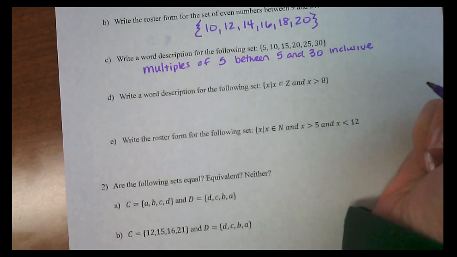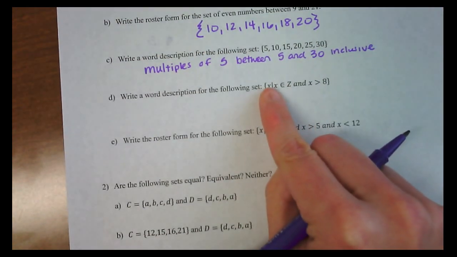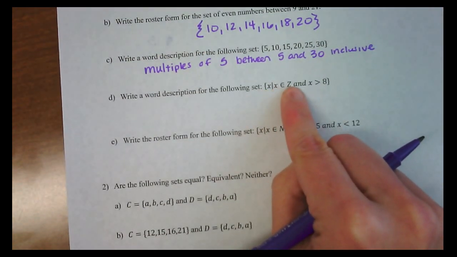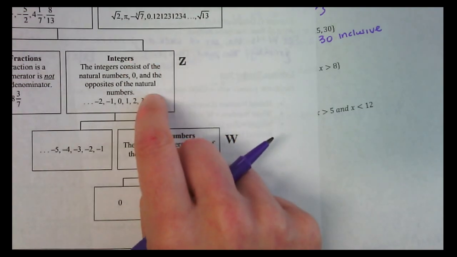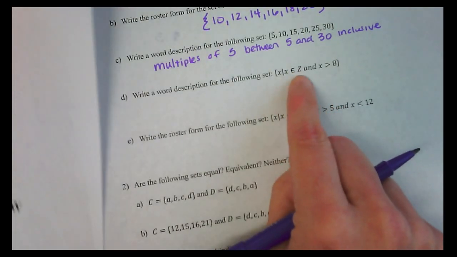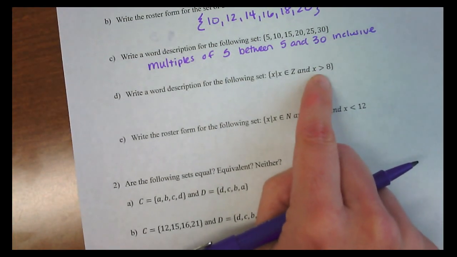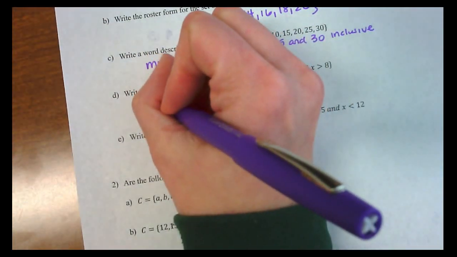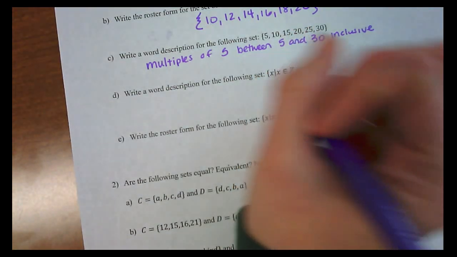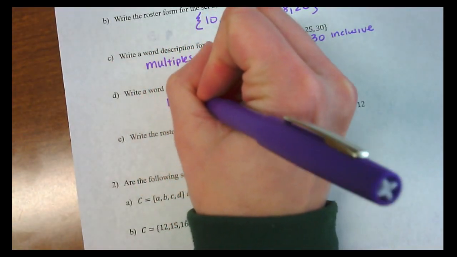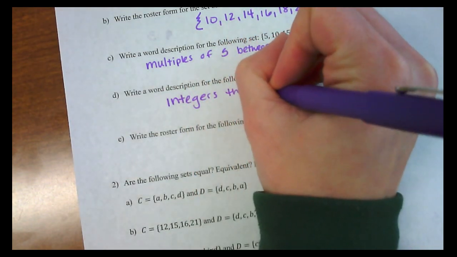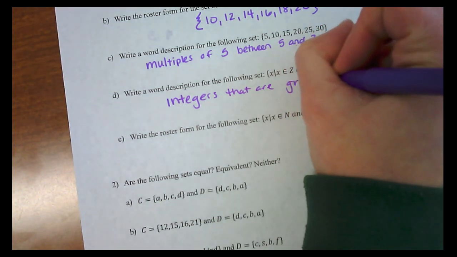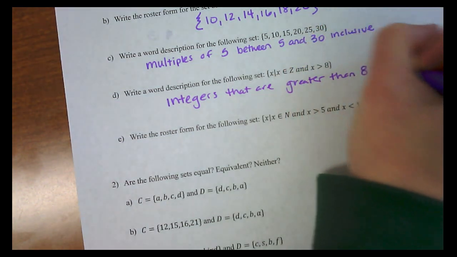Write a word description for the following set. This says x such that x is an element of Z. So what does Z mean? Z means integers. Okay, this is in our vocabulary. So x such that x is an integer and x is greater than 8. So we're going to say that this is integers that are greater than 8.